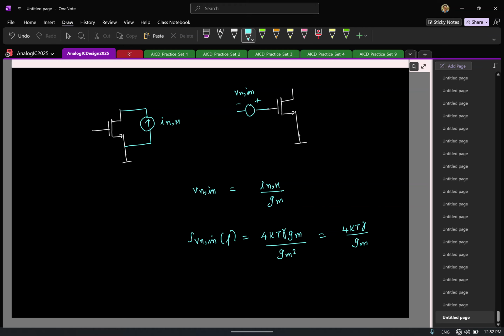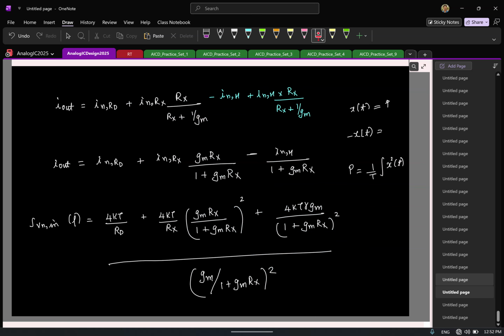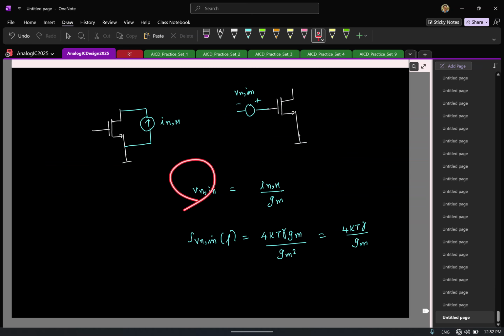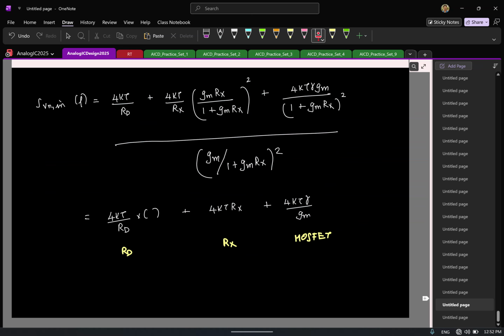So this is one observation to keep in mind: if the input impedance of the MOSFET is infinity, then you can model the noise in the MOSFET using one single voltage source at the gate, having a power spectral density of 4kT gamma by gm. Here I considered a grounded source, but in the previous example the source was not grounded. It still turned out as 4kT gamma by gm.